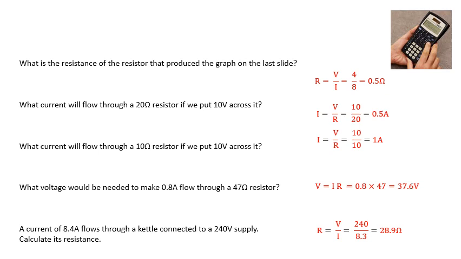What voltage would be needed to make 0.8 amps flow through a 47 ohm resistor? So V equals IR is 37.6 volts. And a current of 8.4 amps flows through a kettle connected to a 240 volt supply. Calculate its resistance. R equals V over I is 28.9 ohms.